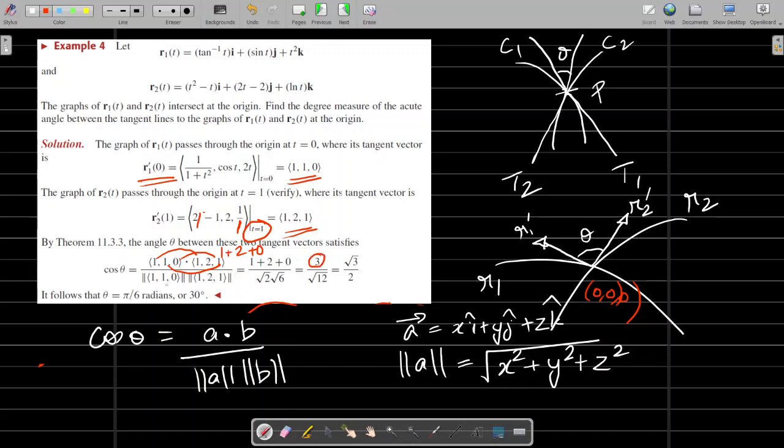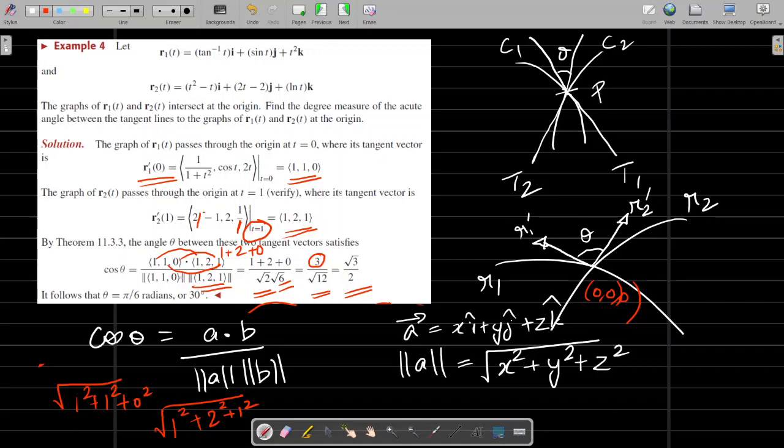Now the norm of (1, 1, 0) is the square root of 1 square plus 1 square plus 0 square, which is root 2. The norm of (1, 2, 1) is the square root of 1 square plus 2 square plus 1 square, which is 1 plus 4 plus 1, that is root 6. Now this will be 3 by root 12. Root 12 is the square root of 4 into 3, or 2 root 3. So the output will be root 3 by 2. So cos theta is root 3 by 2, which means theta is equal to 30 degrees.